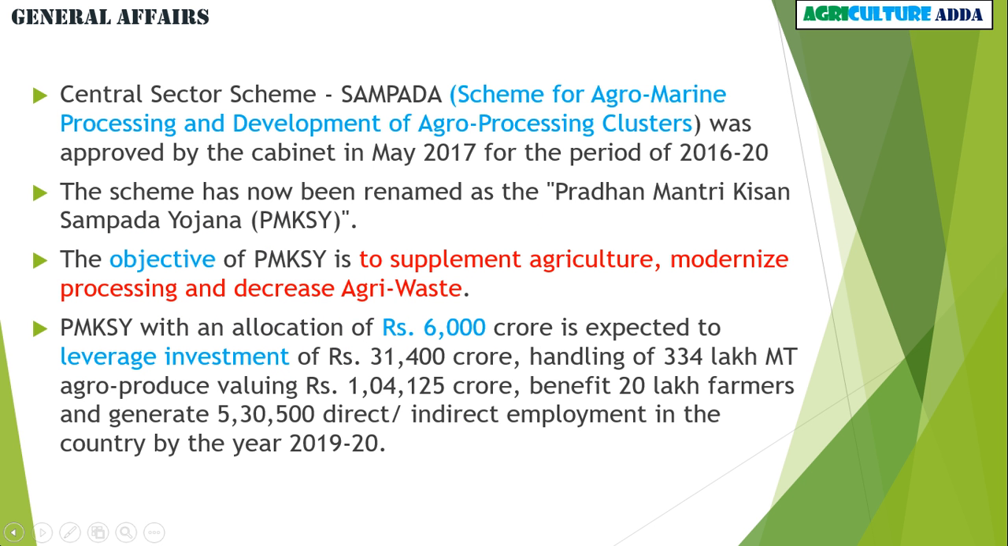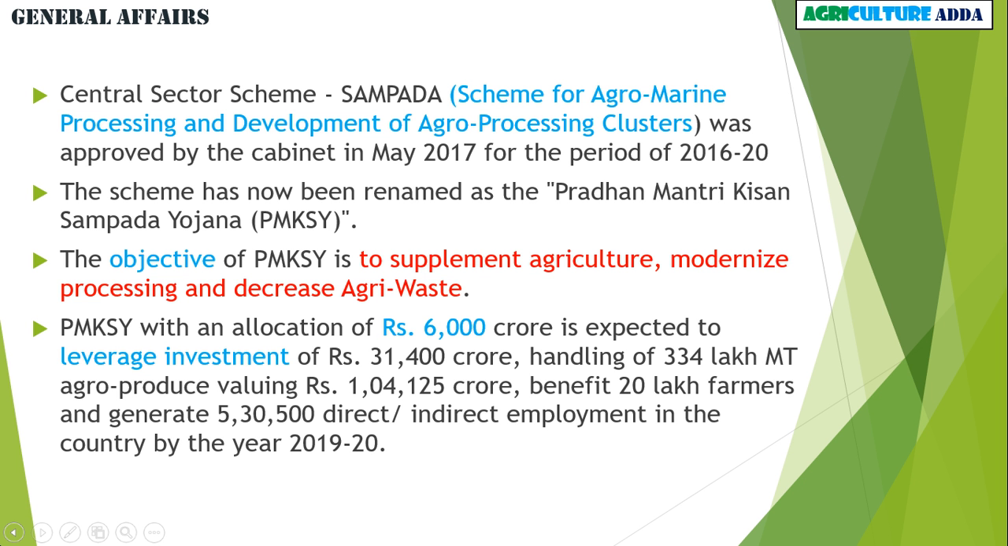It is about the Sampada scheme, that is scheme for agro-marine processing and development of agro-processing clusters, was approved by the cabinet in May 2017 for the period of 2016 to 2020, and the scheme has now been renamed as Pradhan Mantri Kisan Sampada Yojana, that is PMKSY. The objective of PMKSY is to supplement agriculture, modernize processing, and decrease agri-waste. These three objectives.